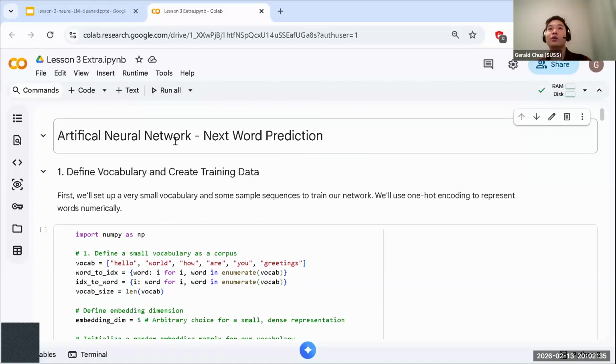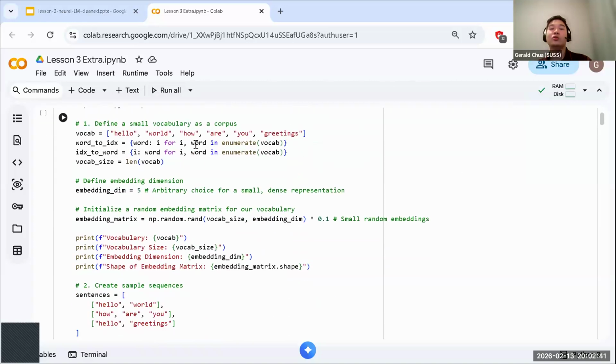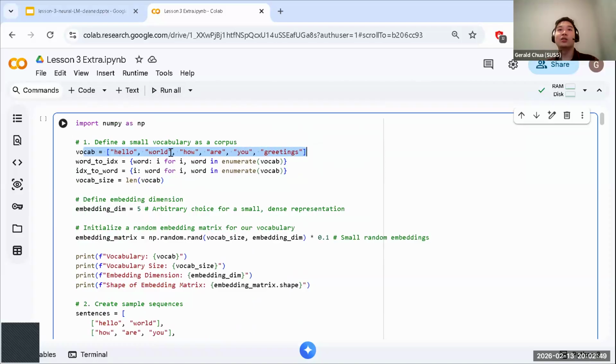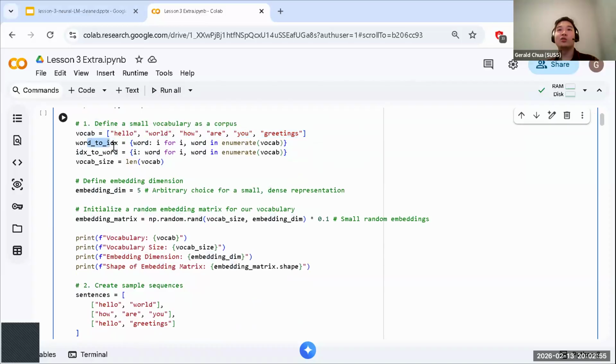Okay, so for example, if you want to do artificial neural network next word prediction, what should we do? Some of the definitions that you have seen before: if I have my vocabulary, hello, how are you, greetings, let's define this as the database. Let's create some form of word to index. So for each word in this vocab, I want to create a word key and then an index value. So that will be the data set, and you saw this a lot in last week's lab lah.